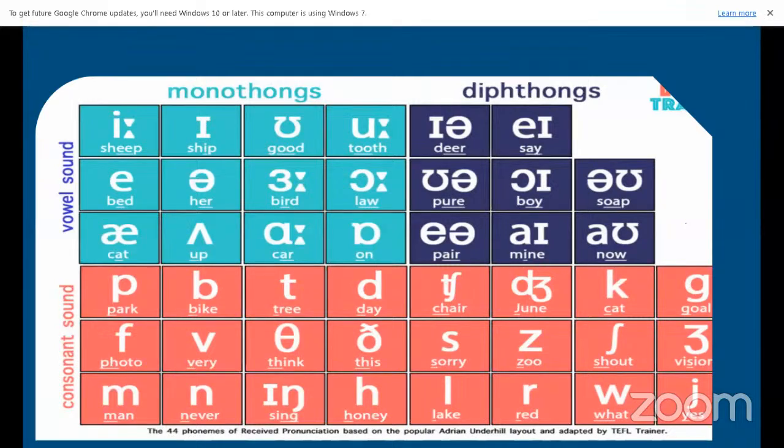Now just have a look at this. Monophthongs 12, diphthongs 8. And the remaining, consonant sounds, which are pinkish in color. Can you see?